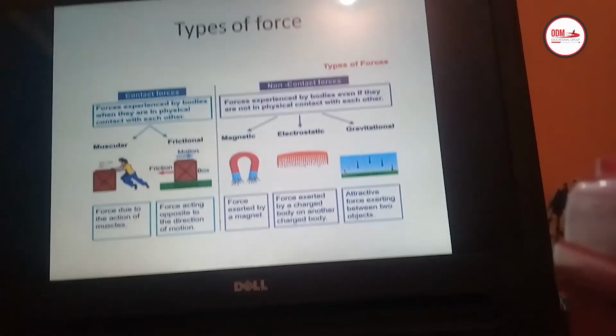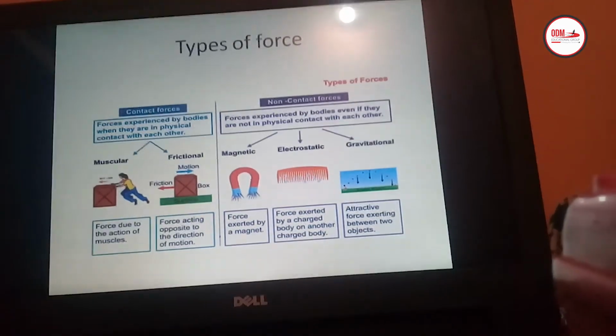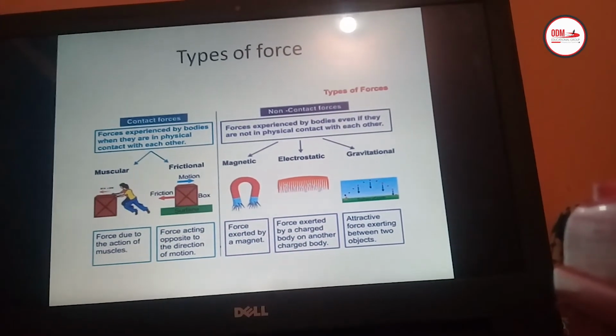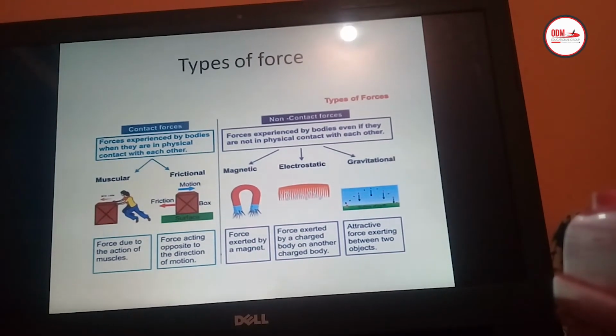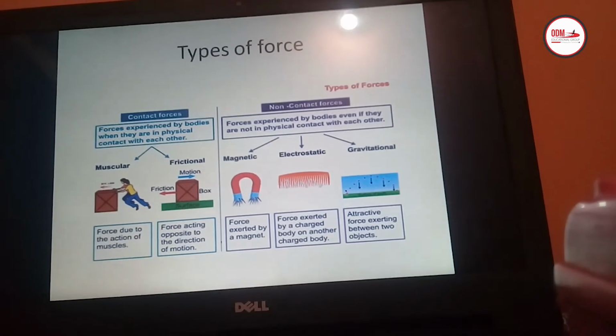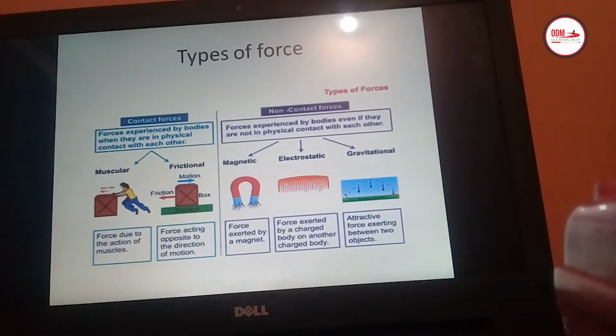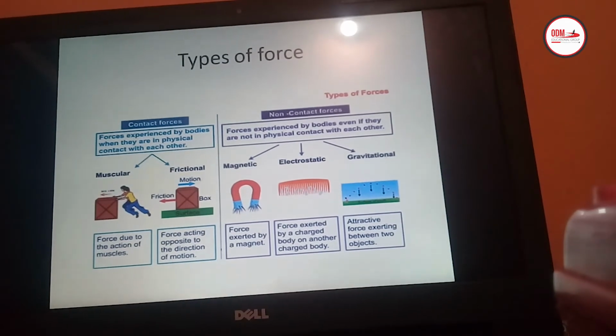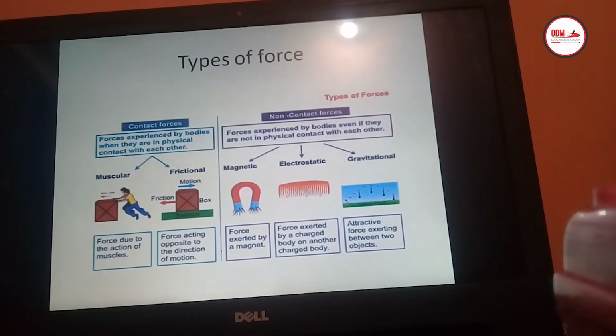Okay children, so now our next topic is the different types of force. So children, today I will only brief you about the different types of force. In detail we will study in the next topic. So children, there are 2 types of forces. One is contact force and another one is non-contact force.